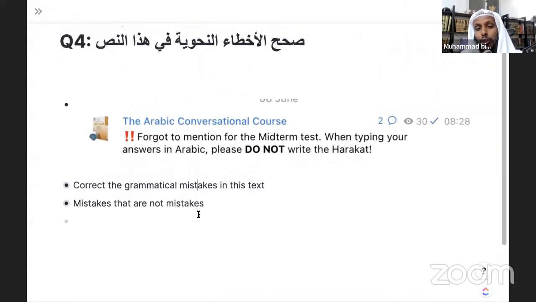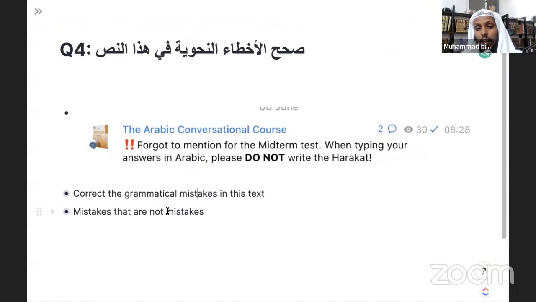So this question said صحح الأخطاء النحوية في هذا النص. So I have embedded on purpose some mistakes in this piece of text. And it was your job to correct the grammatical mistakes in the text. Okay? I'm going to agree with you that this is a very difficult question.